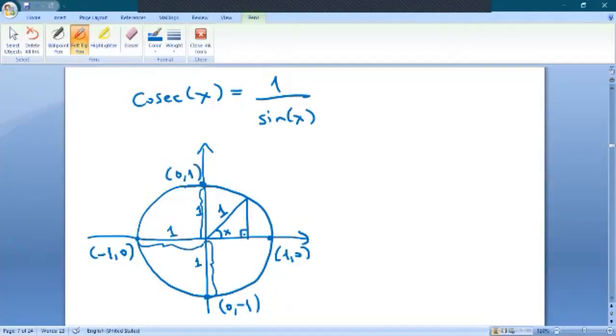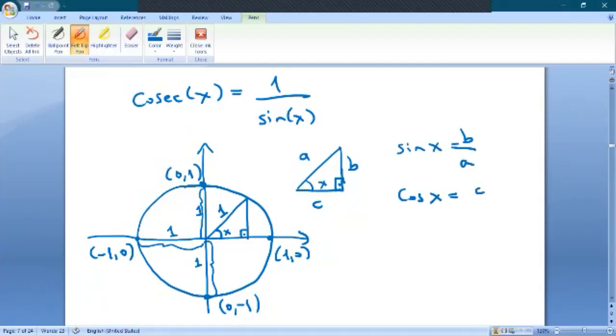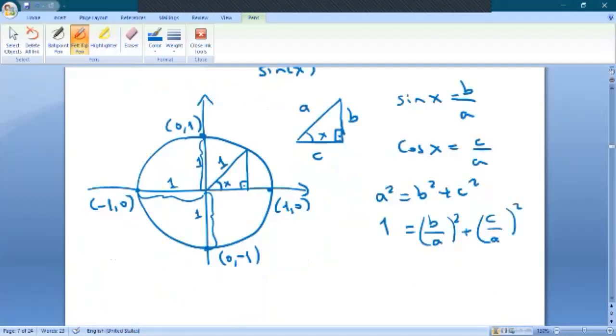remember, if we have the right triangle with sides A, B, C, and angle x, then sine x is B over A, and cosine x is C over A. Remember, we had the Pythagorean theorem, A squared equals B squared plus C squared, and then if you divide everything by A squared, we had B over A squared plus C over A squared, and then that was giving us 1 equals sine squared x plus cosine squared x, right?